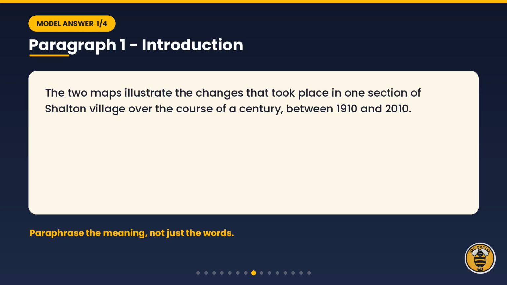Paragraph 1. The 2 maps illustrate the changes that took place in 1 section of Shalton village over the course of a century, between 1910 and 2010. Notice what I did there. Show became illustrate. Part of a village became 1 section of Shalton village. And the 2 dates became over the course of a century. That is paraphrasing at the level of meaning, not just swapping single words.